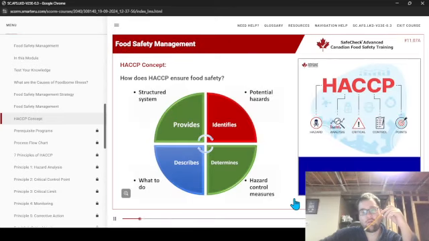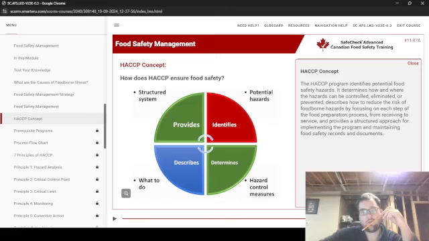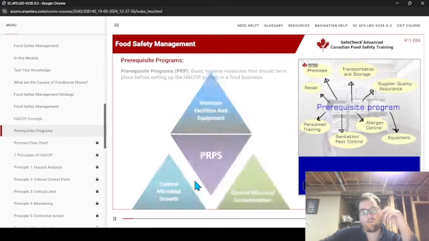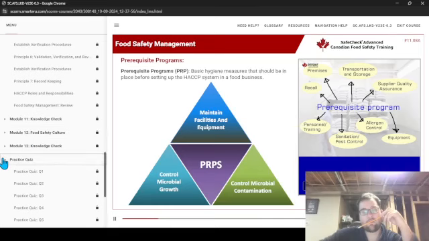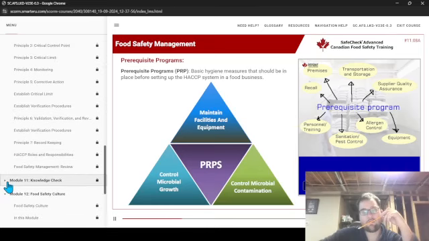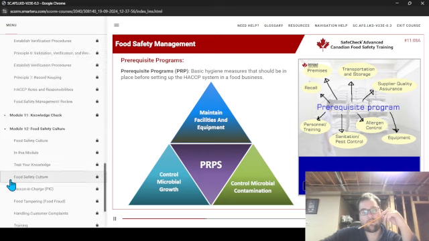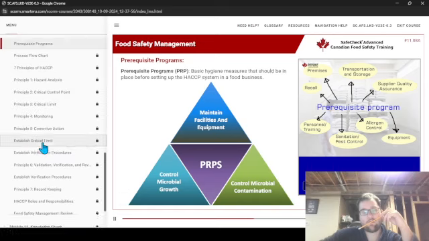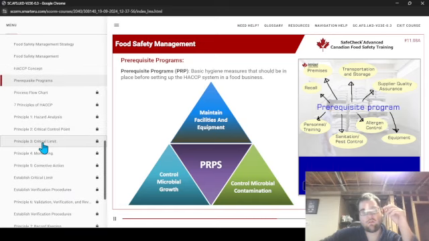The HACCP program identifies potential food safety hazards. It determines how and where the hazards can be controlled, eliminated, or prevented. The HACCP program is a logical and systematic approach to food safety. Prerequisites, or PRPs, are basic hygiene measures that should be in place before setting up the HACCP system in a food business. They can be divided into 3 categories: prerequisites to control the contamination of food, prerequisites to control microbial growth, prerequisites to maintain facilities and equipment.